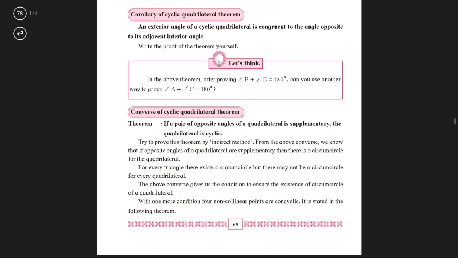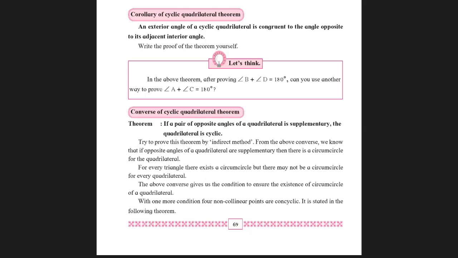Okay. The next is a corollary of the cyclic quadrilateral theorem. An exterior angle of a cyclic quadrilateral is congruent to the angle opposite to its adjacent interior angle. Now I want you all to draw the figure for it and try to write the proof. What does it say? You should first draw a cyclic quadrilateral and extend one side, so that will be your exterior angle. That is congruent to the angle opposite to its adjacent interior angle: the angle next to it and the angle opposite to it. So that should be equal to the exterior angle.